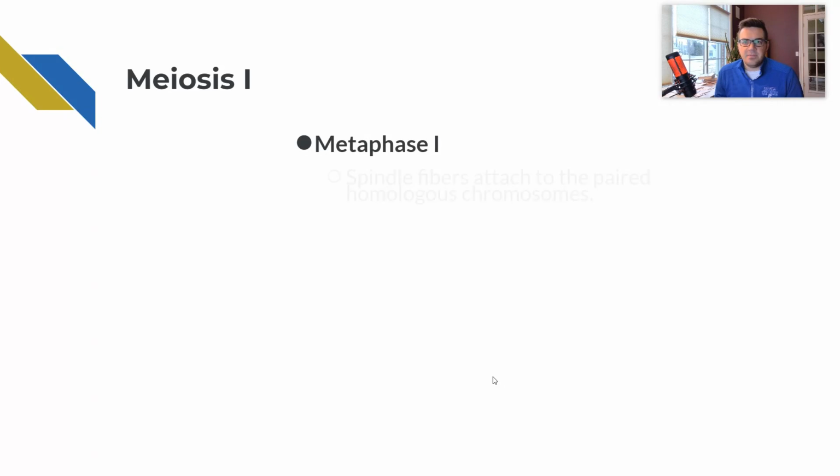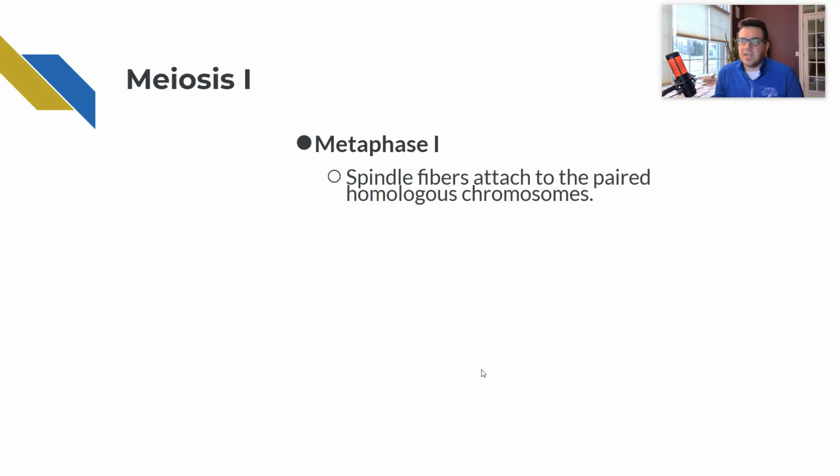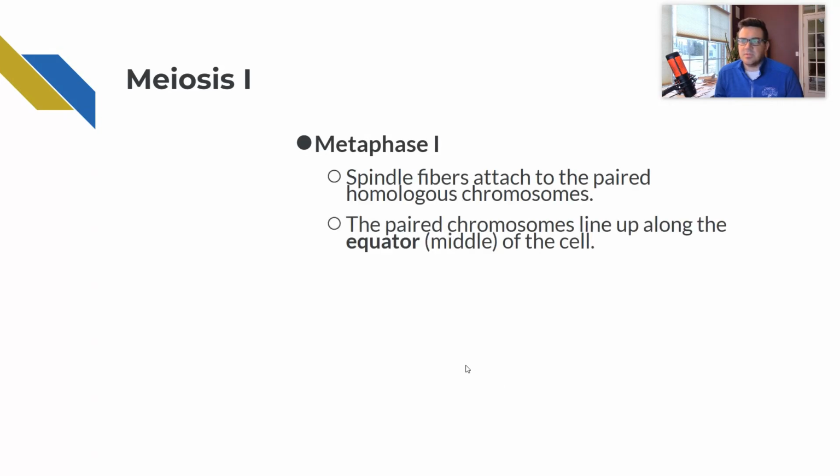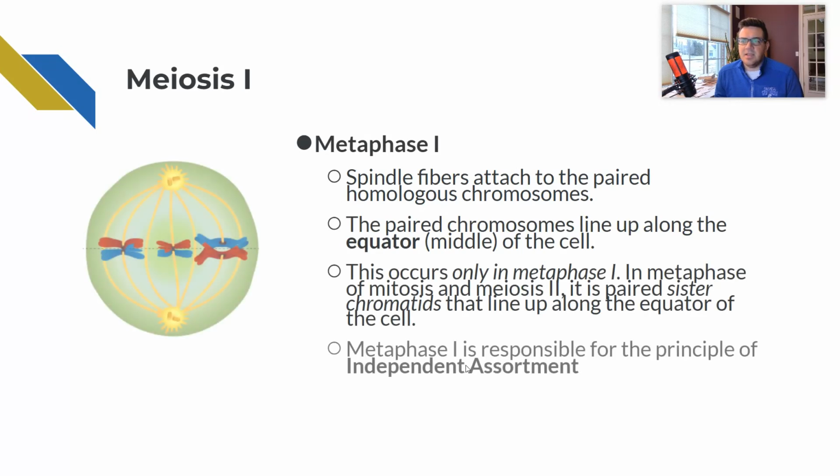Then we have metaphase 1, and this is where our spindle fibers attach to the paired homologous chromosomes. The paired chromosomes line up at the equator, and then they will be able to separate in the next phase, right? So here are those paired up homologous chromosomes that have done crossing over. They've swapped some of the genetic material, right? Only with homologous chromosomes, and they are now going to separate in the next phase.